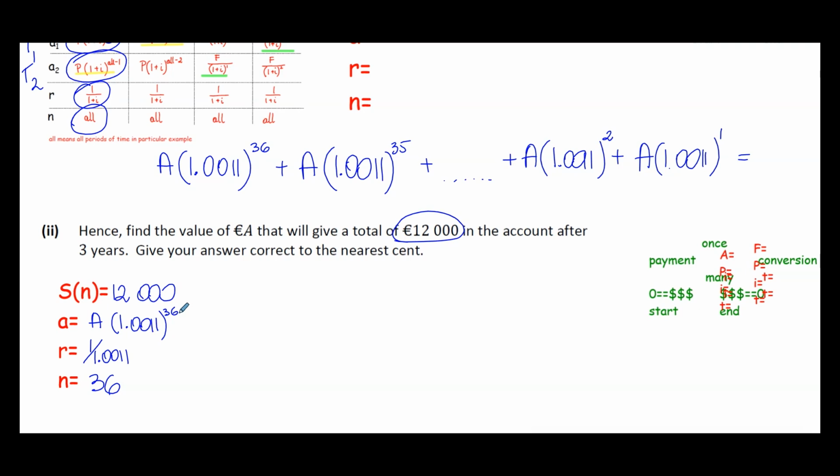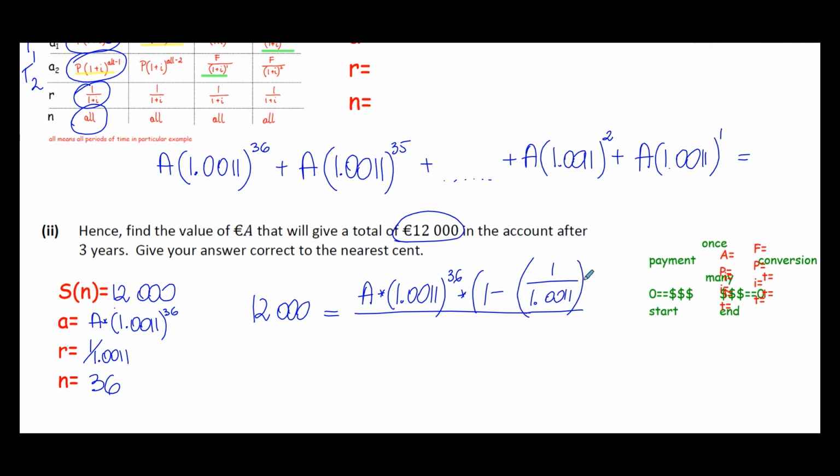So now once we have that, all I have to do is fill in the values. So I'm just going to do the first part. 12,000 equals a fraction: A multiplied by 1.0011 to the power of 36, then multiplied by bracket 1 minus R, and R is 1 over 1.0011, taken to the power of 36, close bracket, and at the bottom 1 minus R, so 1 minus 1 over 1.0011.